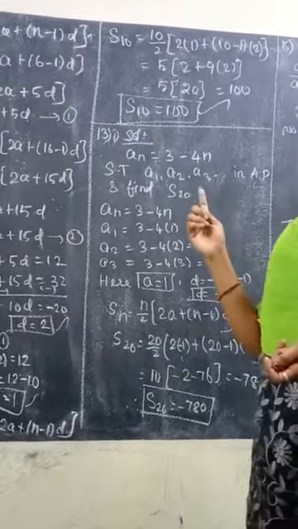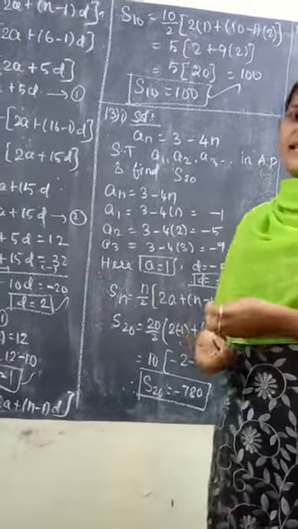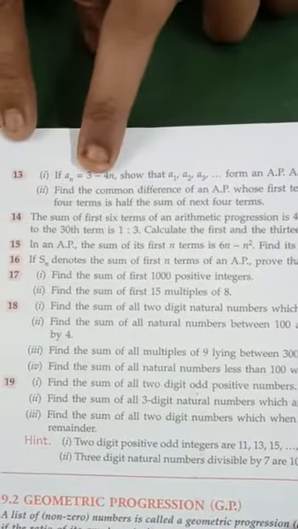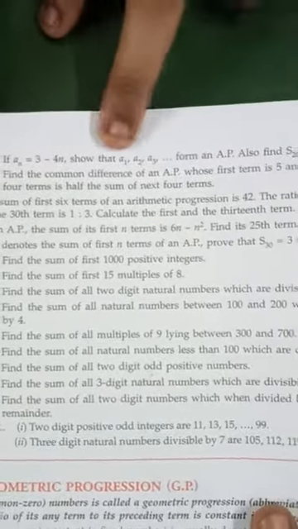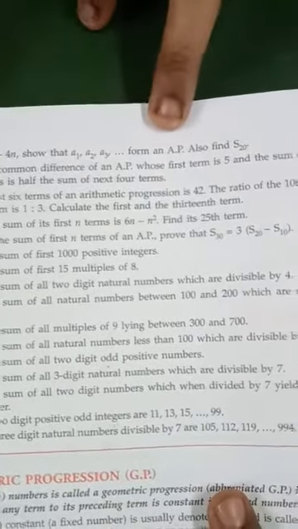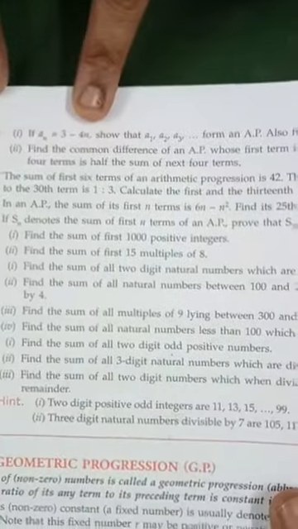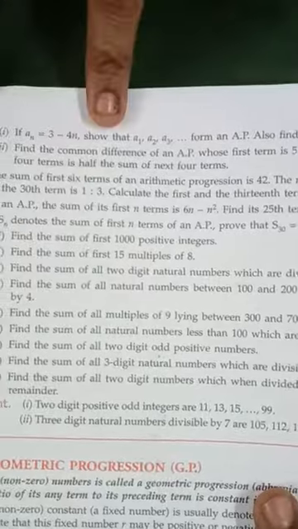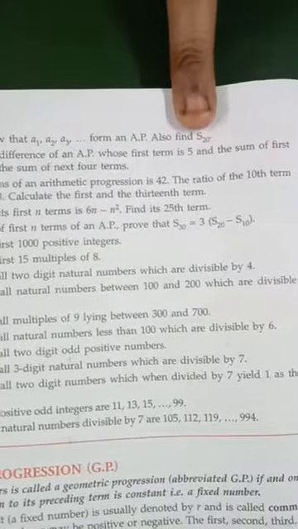I hope you understand this, children. Next, come to the 13th question. Listen, 13th first question. If an equal to 3 minus 4n, that means the nth value is given. Show that a1, a2, a3 form an AP. Also find S20. So they gave the nth term. Using the nth term, we need to show the series is an AP. After finding it is an AP, we need to find S20. So listen how we find this.